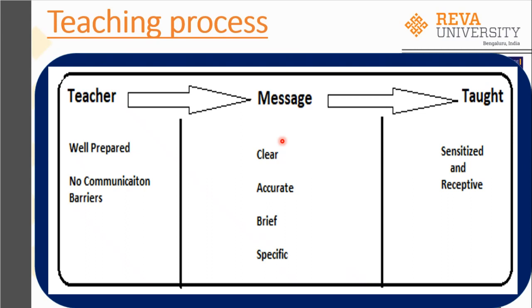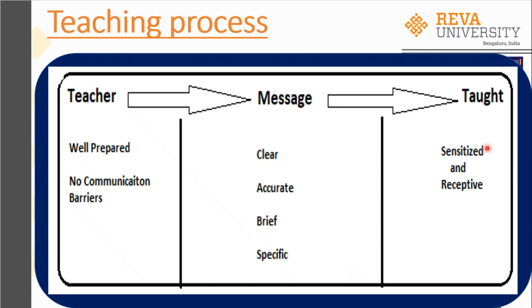The message that you want to convey to the learners must be very clear, accurate, and very brief. You should not elaborate unnecessarily, and it should be very specific to the concept or topic that you want to teach. You should not get into another subject unnecessarily, so that you will not be diverting your topic.